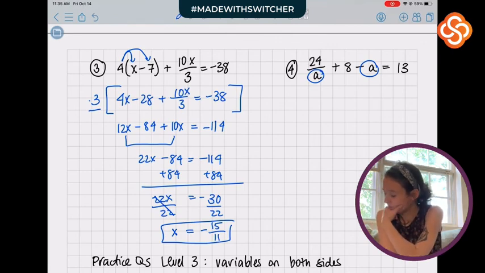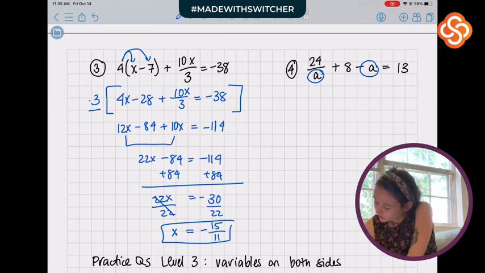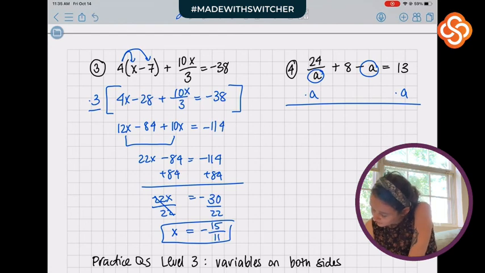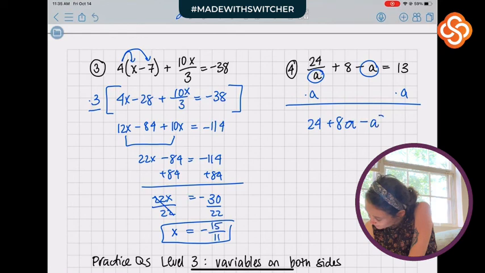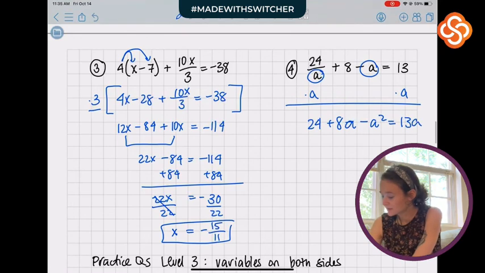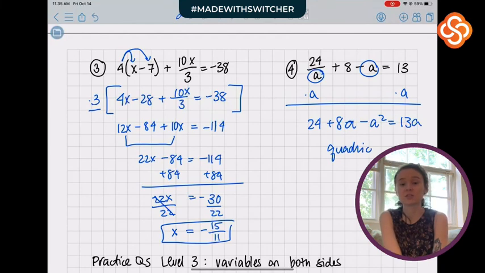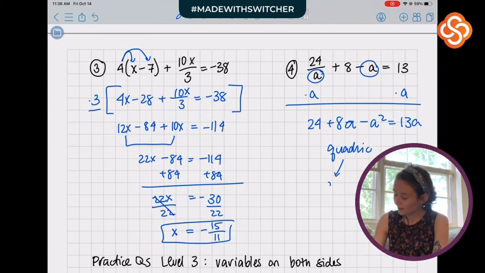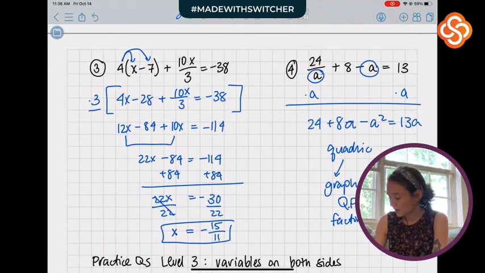Actually, we can't solve this right now. What you're going to do is multiply both sides by a, to get 24 plus 8a minus a squared equals 13a. And that is a quadratic. So my apologies. You can solve that. It's just to solve this, you're going to use probably graphing. You can use the quadratic formula. You can use factoring, but you cannot use plain old basic algebra like we're doing now.